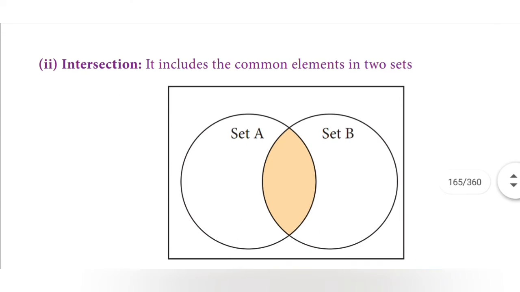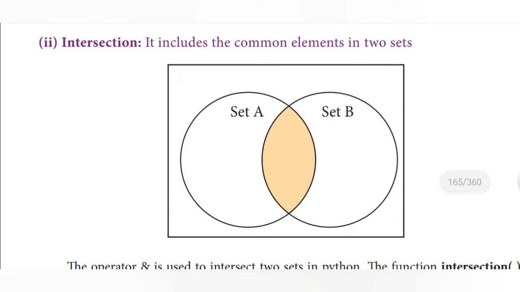Okay, next we go for intersection. It includes the common elements in two sets. So intersection means it takes only the common elements present in two sets. The operator used for intersection is the ampersand symbol.